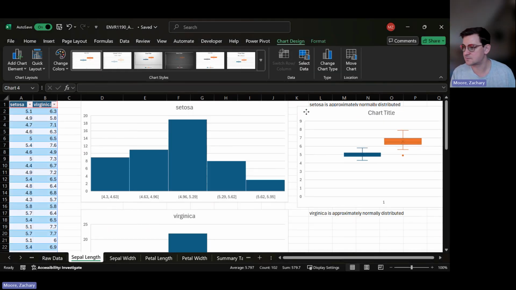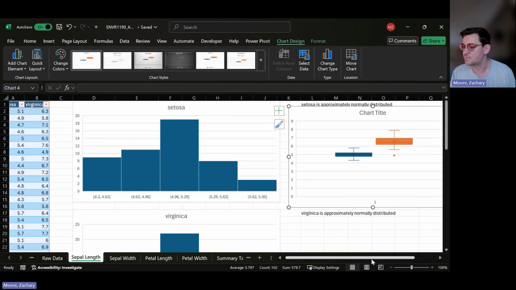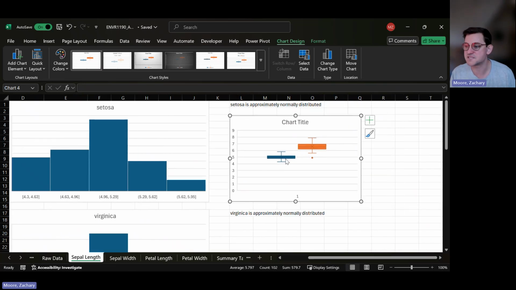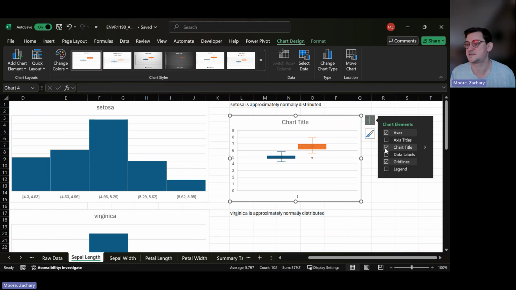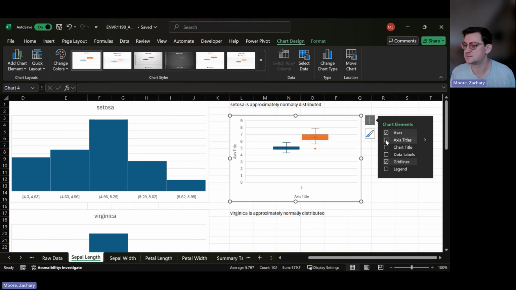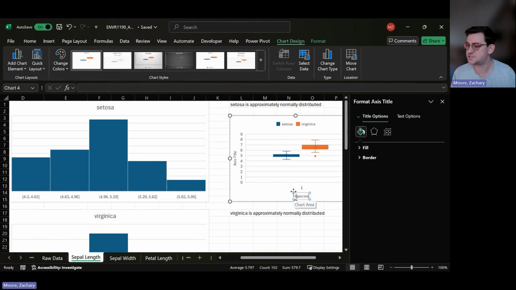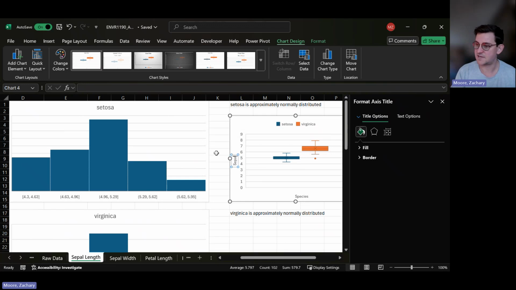So now we can see that we have this graph. Based on our tests, we know that this is a statistically significant difference, so in our figure captions, we can write that. Now, what we want to do is make this chart great. We're going to take away that chart title, add our axis titles, add a legend, and make sure that we tell everyone that these are our species. We can get rid of this label of 1. We can say that this is sepal length, and it's in millimeters.